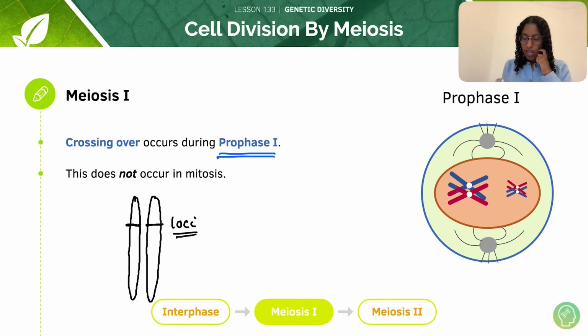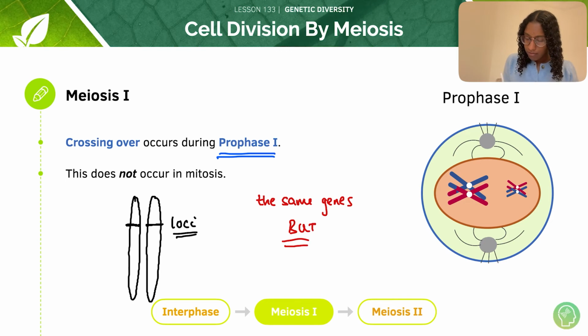So if they're switching up that same bit of DNA on that chromosome, the resultant chromatid that results at the end of crossing over still contains the same genes, but we now have a different combination of alleles.